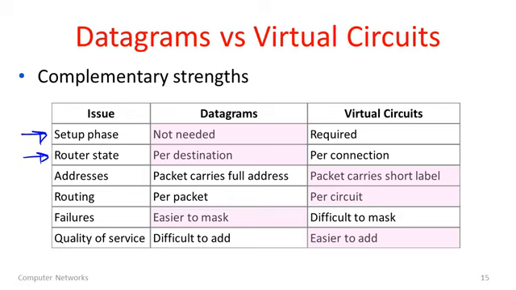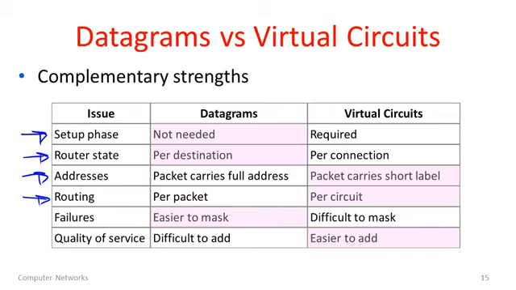Router state. What do routers need to remember? Well, with datagrams, they just need their table of how to get to different destinations. With virtual circuits, they actually need to remember more. For every different circuit or connection through the router, they need to remember what to do about it. So you might have a lot of different circuits ongoing at the same time. Addressing. Datagrams carry the full address, an IPv4 address, say, of 32 bits, whereas a packet might carry a short label, 20 bits or less, 20 bits for the case of MPLS.